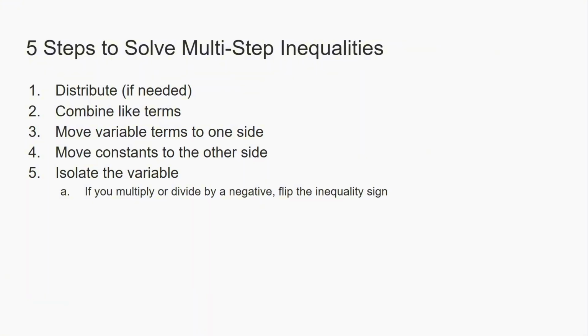The third is to move the variable terms to one side. The fourth is to move the constants to the other side. The fifth step is to isolate the variable. An important note is that if you multiply or divide by a negative, we need to flip the inequality sign.